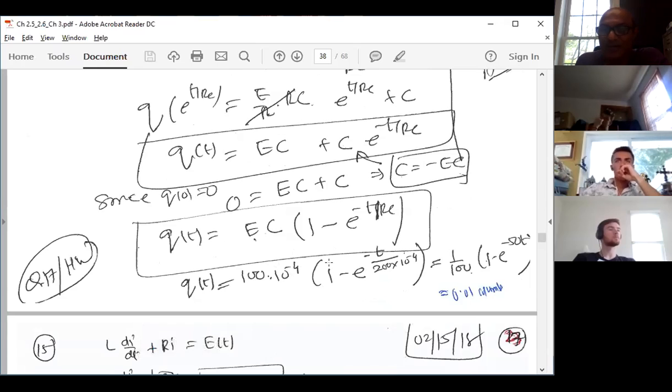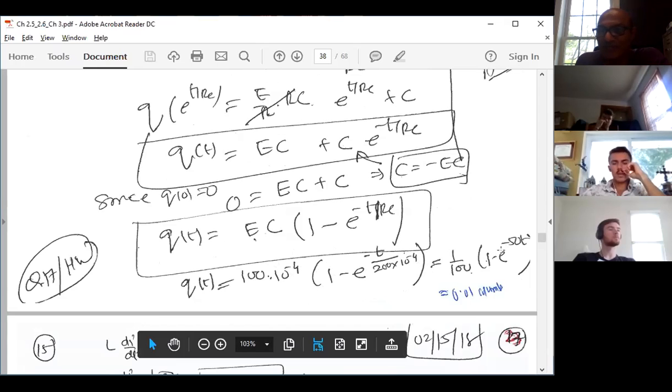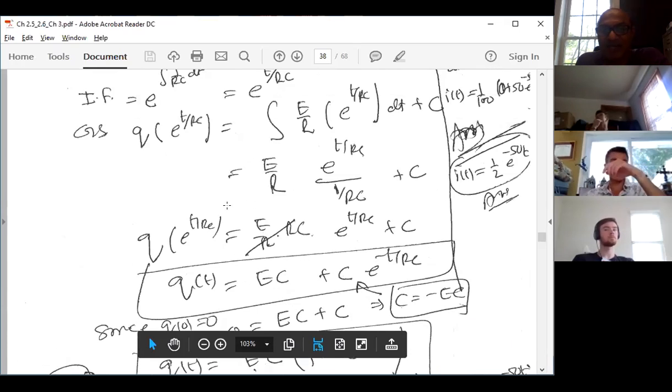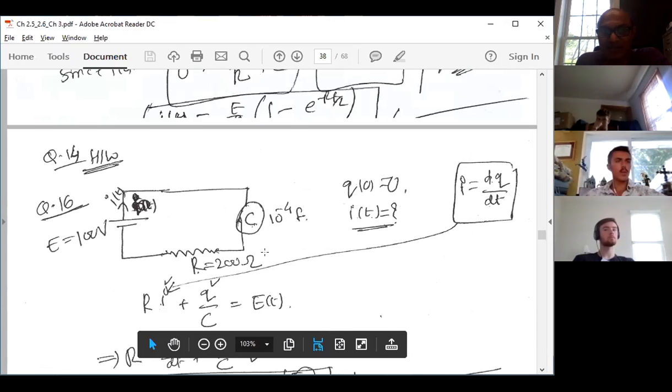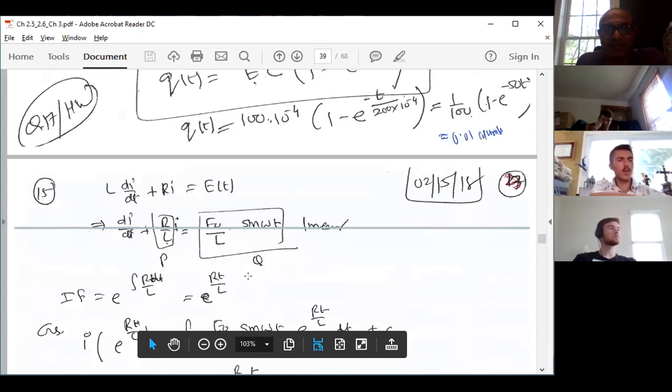That is Faraday, and 1 minus this one. So just plug these values and finally you're going to get the answer: 0.01 Coulomb. Your example number 17 is exactly parallel to example number 16. So please do this. Example 17 is parallel to example 16.